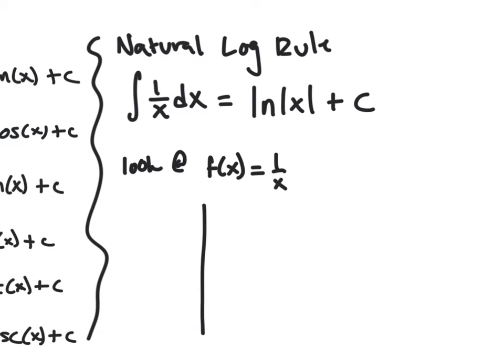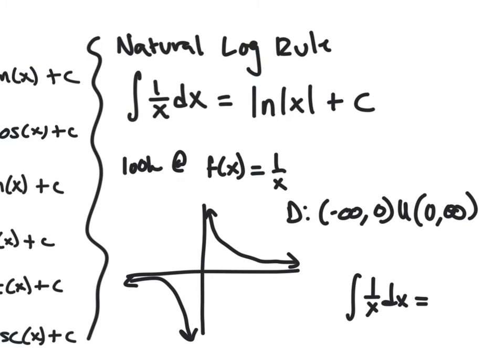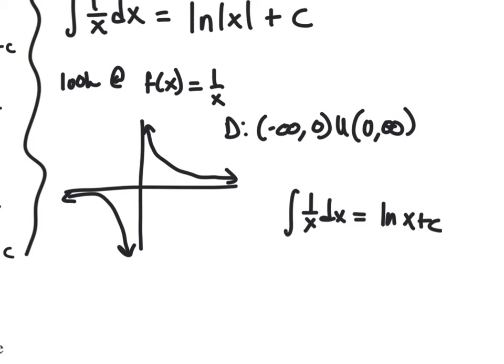The graph of that looks like this, where you've got this rational function whose domain goes from negative infinity to 0, unioned with from 0 to positive infinity. So if you took the integral of 1 over x dx and just got the natural log of x plus c, the problem is that you have a domain here. The domain of this function only goes from 0 to positive infinity.